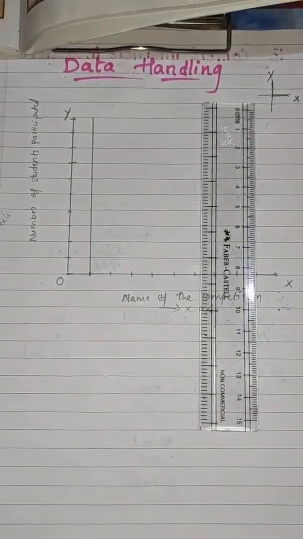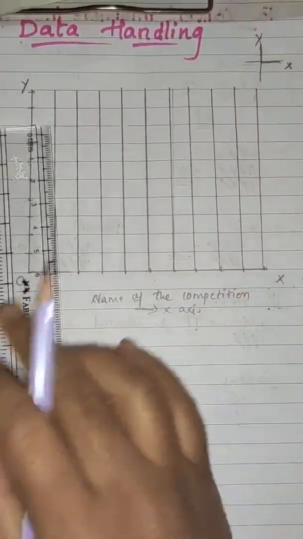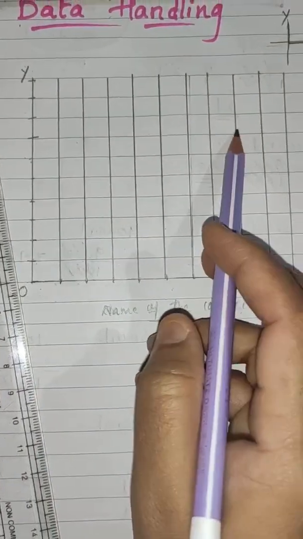Okay. Here I will show you. So see here, I have drawn the line till 10. Okay. Your lines should be very straight. Okay. Because you have to represent in the form of bars. Already I have shown you.